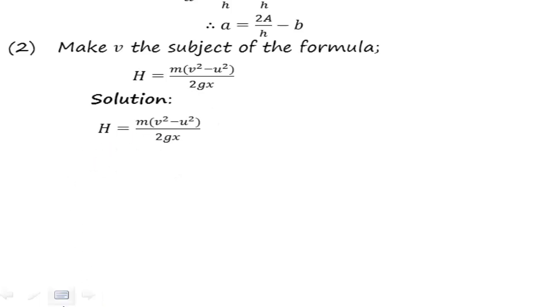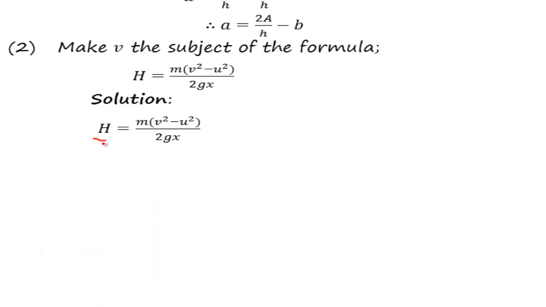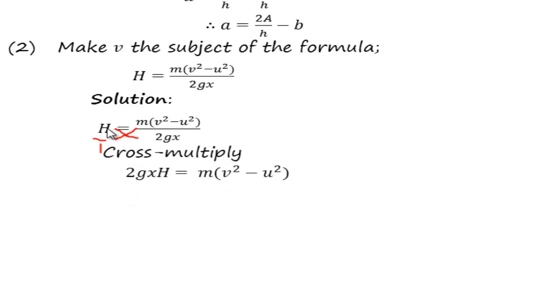You can cross multiply because this is the same thing as divided by 1, as usual, which is going to be this one times this one. Are you seeing it now? So H times this one. By cross multiplying, you are going to get H times 2ds, which is 2dsH, equals M open bracket V squared minus U squared close the bracket times 1.